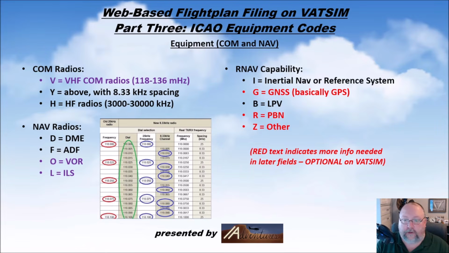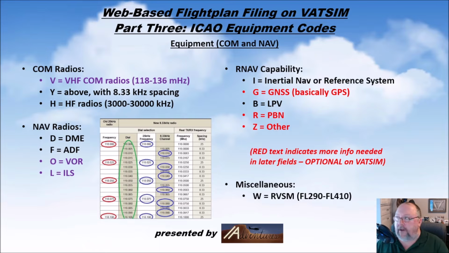Now, two more quick codes to go over. If you are capable of operating in RVSM airspace, which is between flight level 290 and flight level 410, then you put a W. And again, if you aren't sure what RVSM is, I kind of cover it in the FAA equipment code tutorial if you want to go check that out and then come back to us here. But basically, more or less, if you're capable of flying at flight level 290 or higher, you go ahead and put a W there. There's more to it than that in the real world, but in terms of VATSIM, that's a simple enough definition.